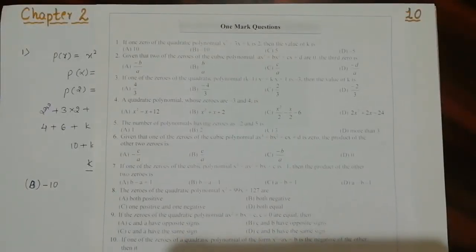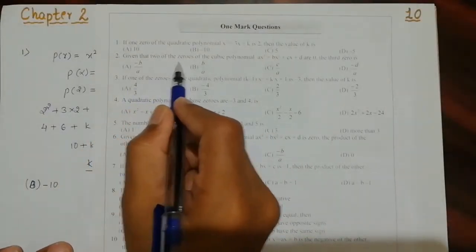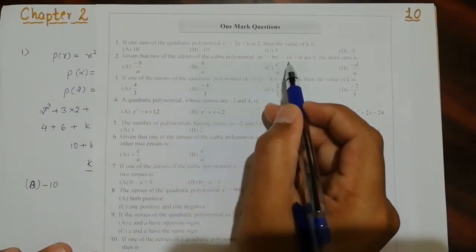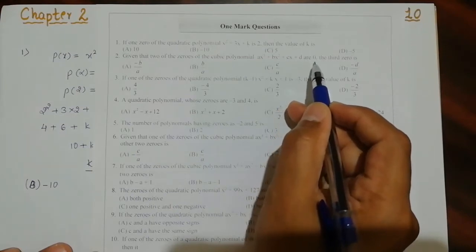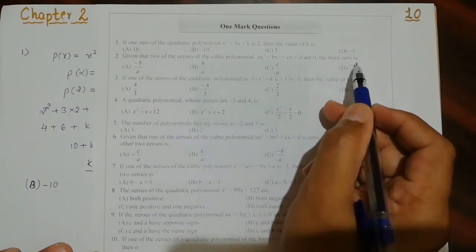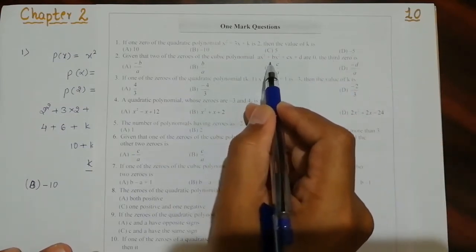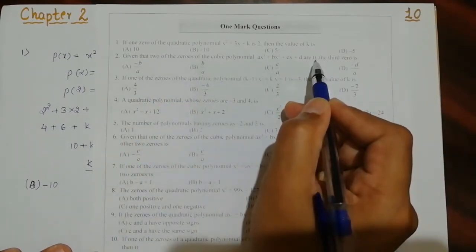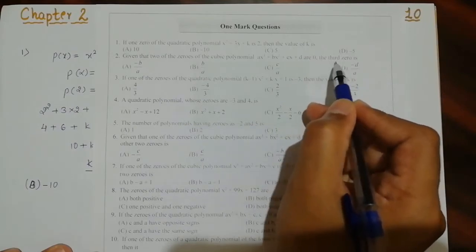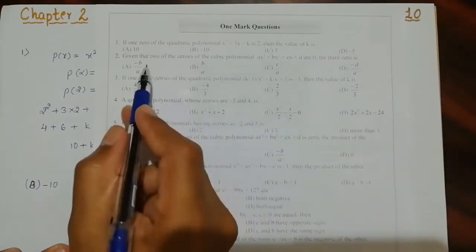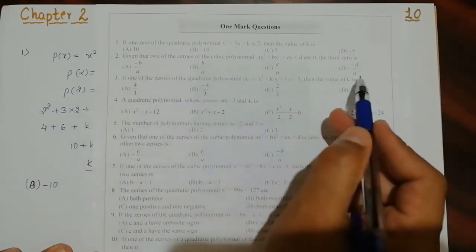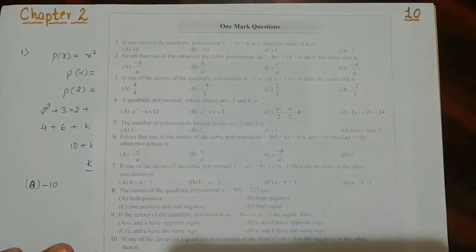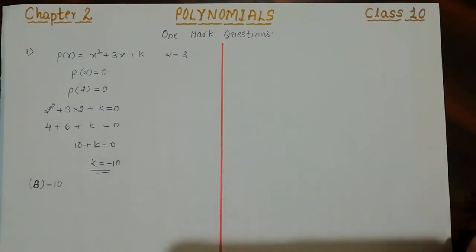In the second question, given that two of the zeros of the cubic polynomial ax cube plus bx square plus cx plus d are 0, the third zero is... Okay, look here: a cubic polynomial, and two of the zeros are 0, and he is asking what the third zero is, and it should be in terms of the coefficients a, b, c, d. Okay, so now let us try to solve this second one.